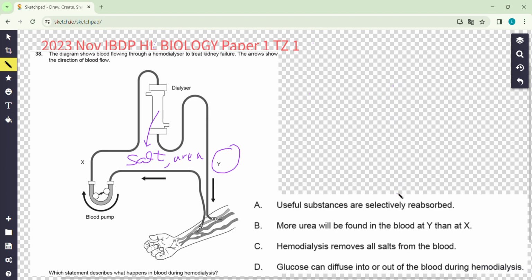First, useful substances are diffused in and out, and it does not absorb all the salt, and less urea should be found at Y instead of X. And glucose is the useful substance, so it just diffuses into and out of the blood during the hemodialysis. So the answer is D.